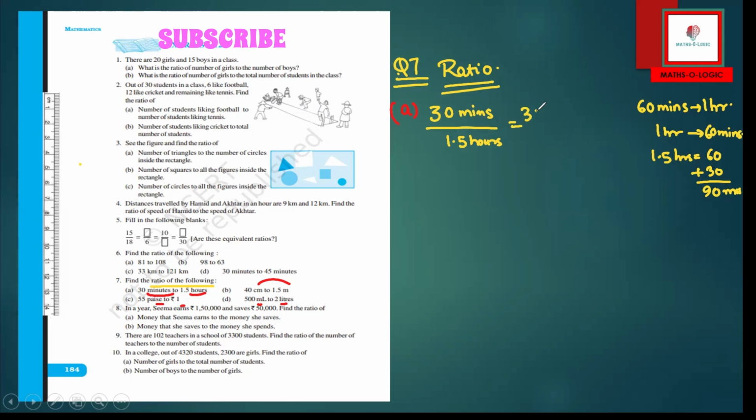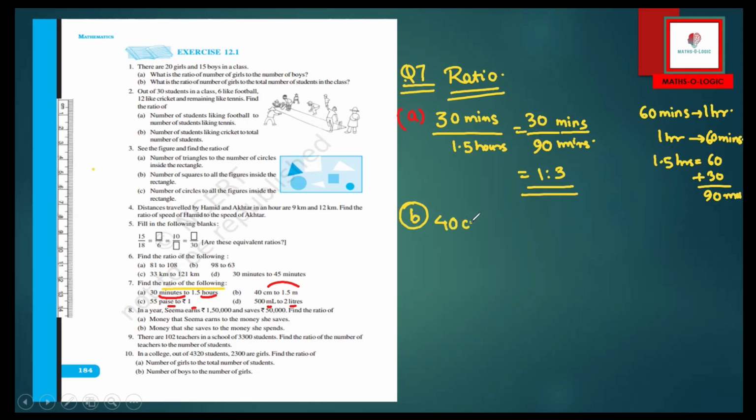ठीक है, so now I have 30 is to 90 minutes. So दोनों units same हैं. ठीक है. Now I can just say 1:3 is the ratio. Just divide it and get 1:3. The next part is 40 centimeter to 1.5 meter. 40 centimeters to 1.5 meters.